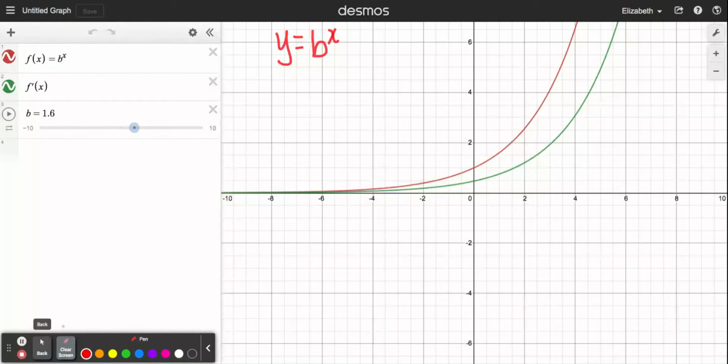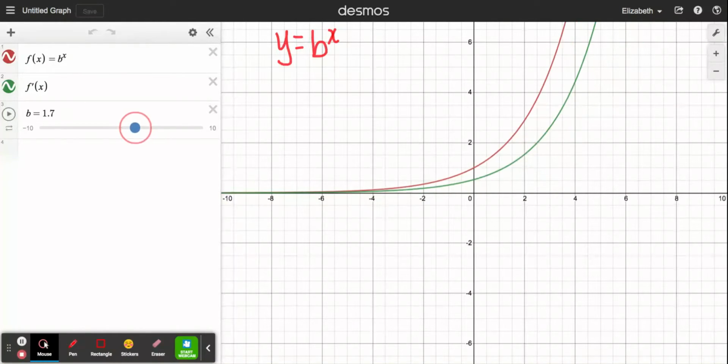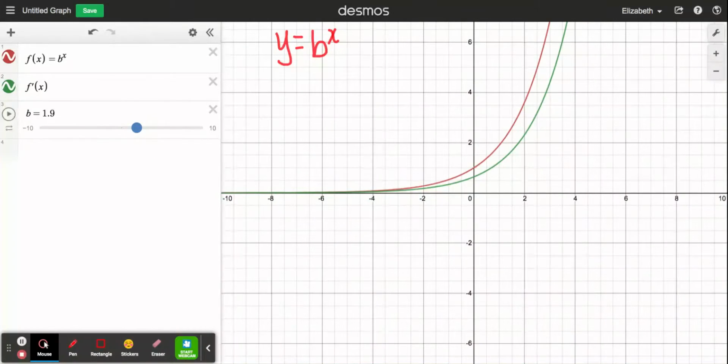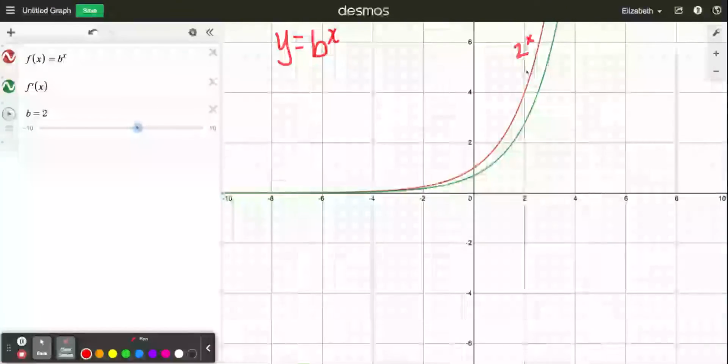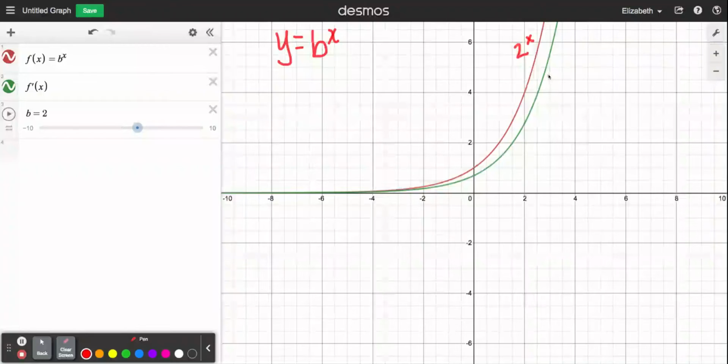As you can see here, depending on the value of the base, let's say b is 2, here is the original function in red. So that's y equals 2 to the x. And then in green here is the derivative. So we can see that it's still exponential, but it's been multiplied by something, right? It's been stretched a little bit or compressed a little bit. So it's been changed by just a little bit.